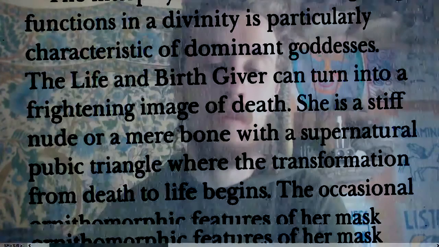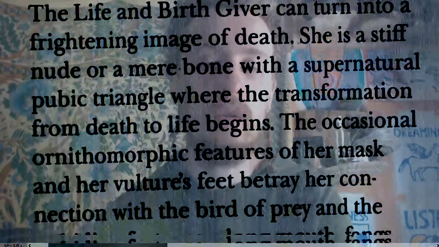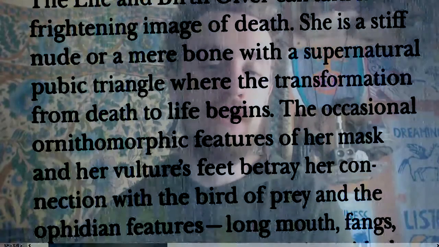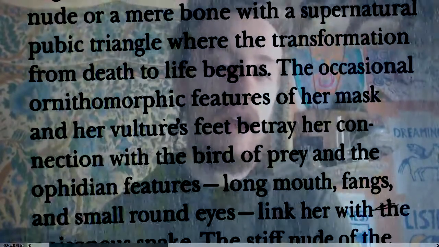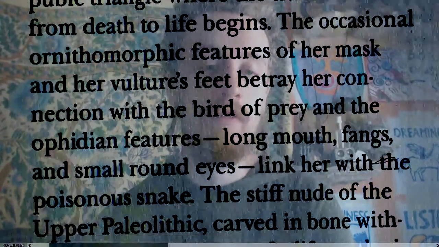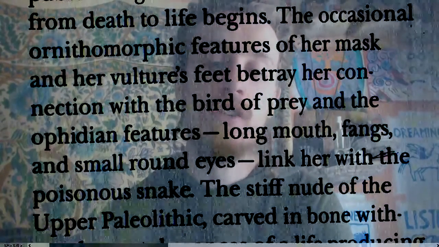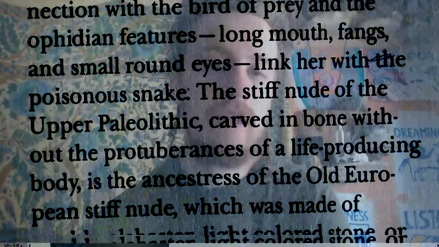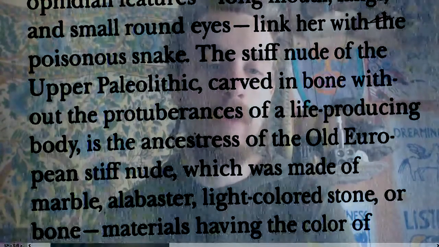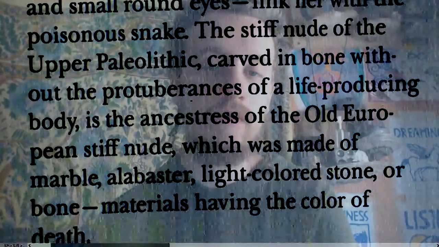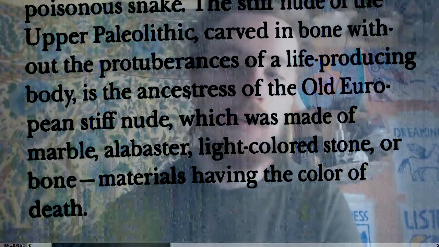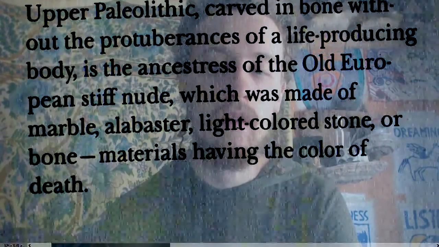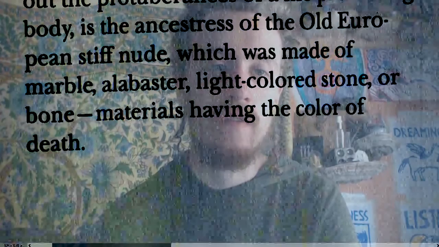She is a stiff nude or mere bone with a supernatural pubic triangle where the transformation from death to life begins. The occasional ornithomorphic features of her mask, bird features, and her vulture's feet portray her connection with the bird of prey, and the ophidian features, snake features, long mouth, fangs, and small round eyes, link her with the poisonous snake. The stiff nude of the Upper Paleolithic, carved in bone without the protuberances of a life-producing body, is the ancestress of the Old European stiff nude, which was made of marble, alabaster, light-colored stone, or bone, materials having the color of death.